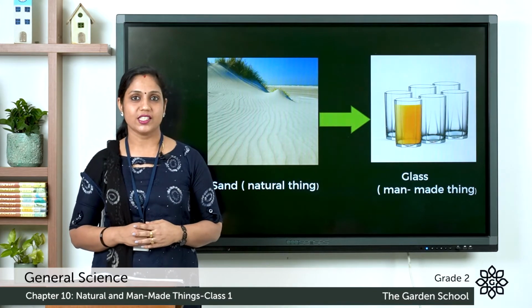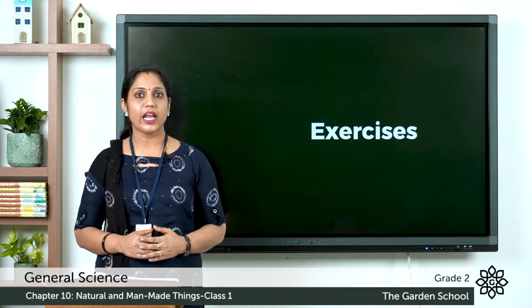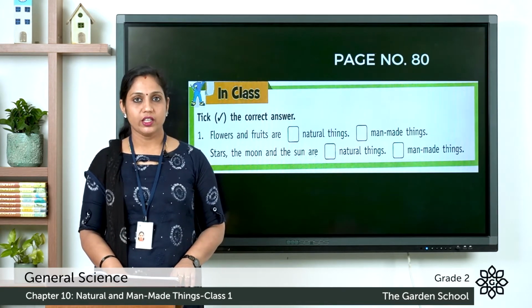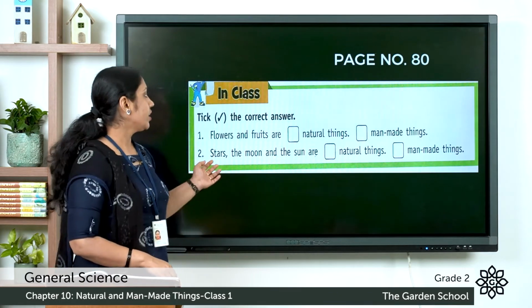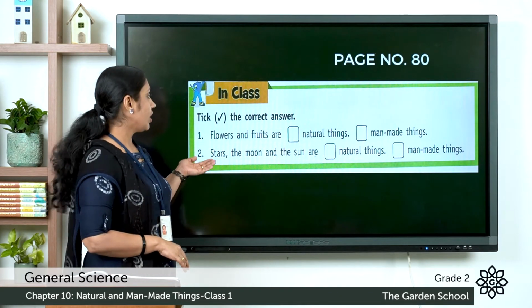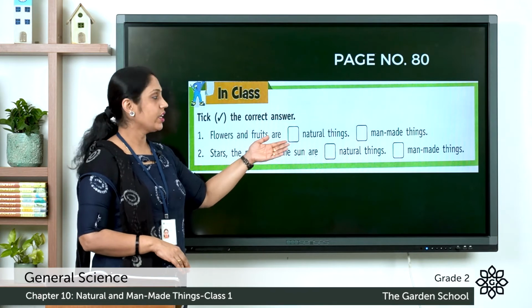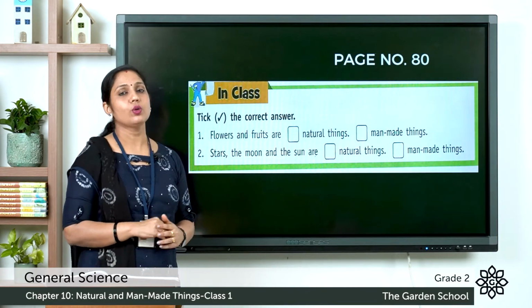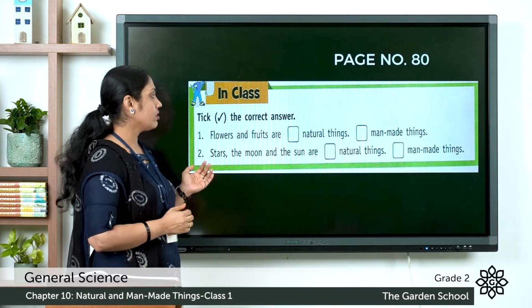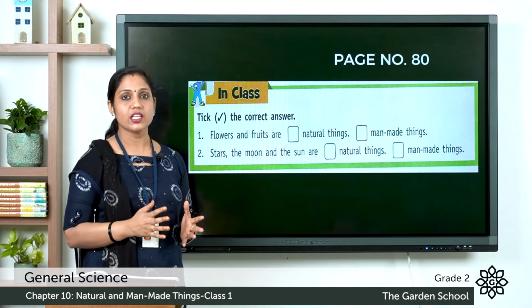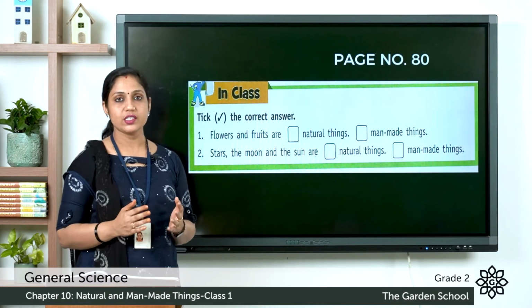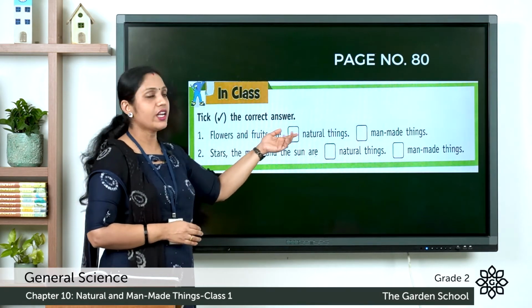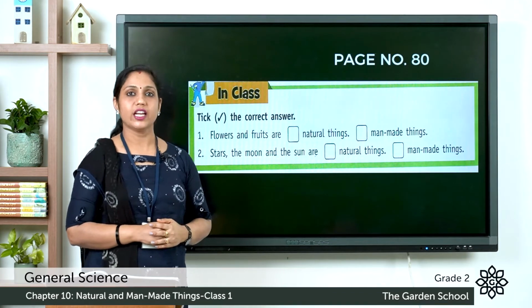You can open your text. Page number 80. In page number 80, you can see this. Tick the correct answer. Flowers and fruits are natural things, man-made things. So just imagine, from where do you get flowers and fruits? You get it from plants or trees, and plants or trees are natural things. So we can say that flowers and fruits are natural things. You can tick it near the natural things.